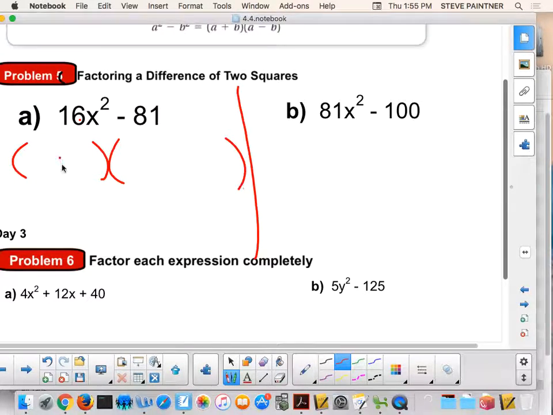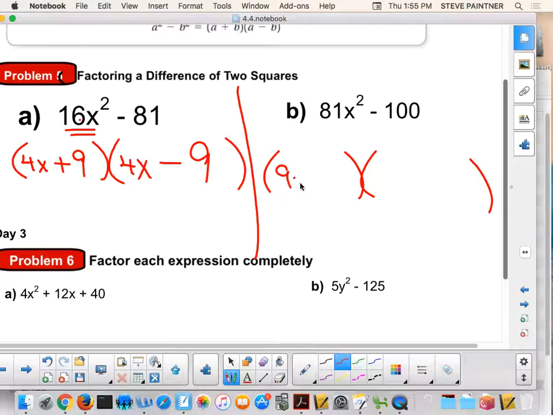You know what you could do right now? You could just do that right now, couldn't you? The signs have to be opposite. You got to get a negative 81. So it's going to be what? 4x plus 9, 4x to get the 16x squared. And then what? 9. Positive 9 times negative 9 is negative 81. Good?